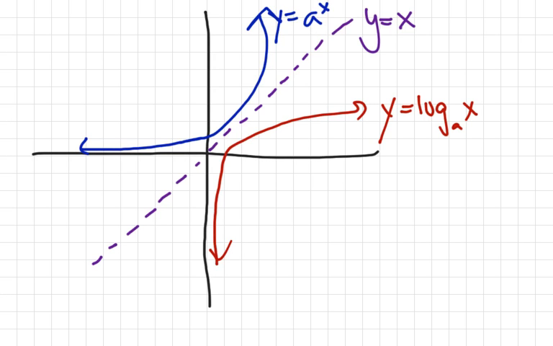Anyway, I want you to notice that the log function, instead of having an asymptote of the x-axis, its asymptote is the y-axis. It passes through the point (1, 0), unlike the point (0, 1) for exponential functions. Its domain is x is greater than 0, and its range is all real numbers.